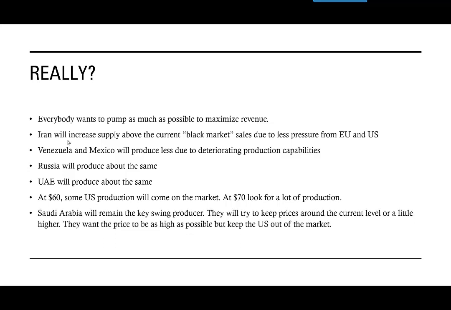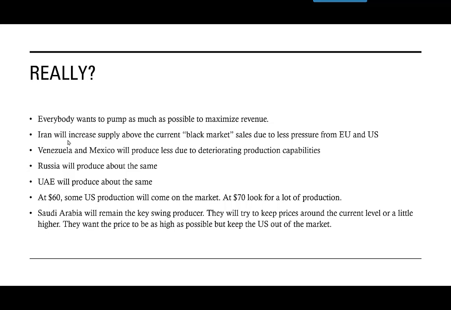So the real question is, what about Saudi Arabia? Because the two big swing producers are the U.S. and Saudi Arabia. But the U.S. is driven purely by economics. At $60, they can produce some. At $70, they can produce a lot and make money. So Saudi Arabia will remain the key swing producer.